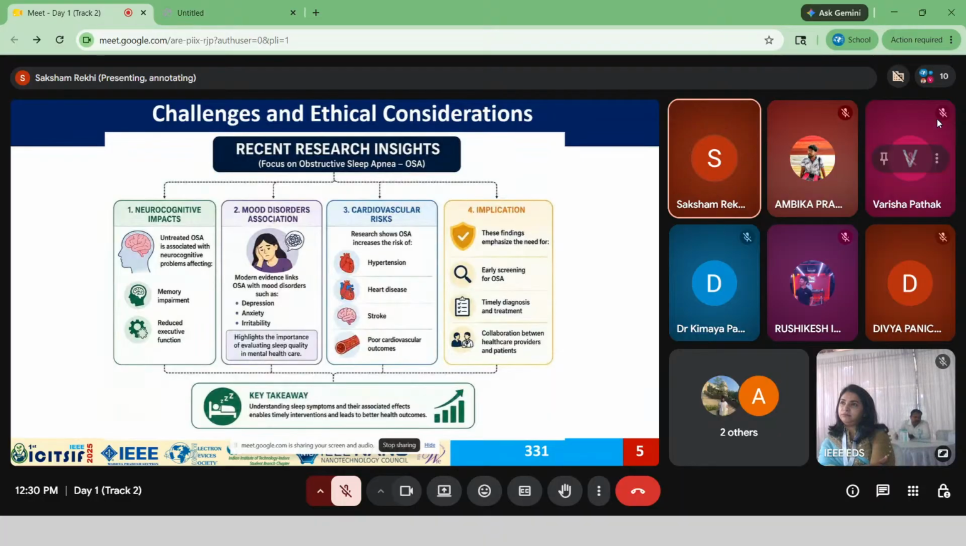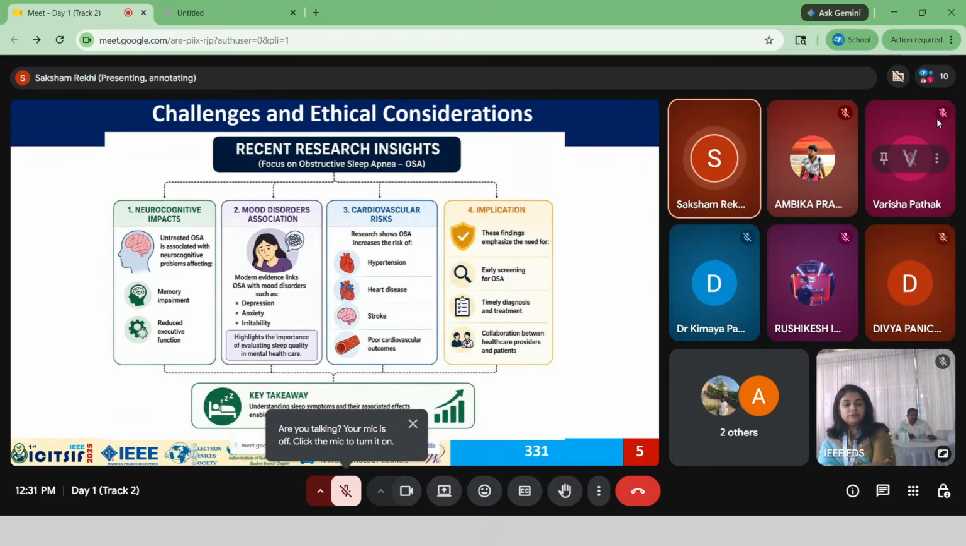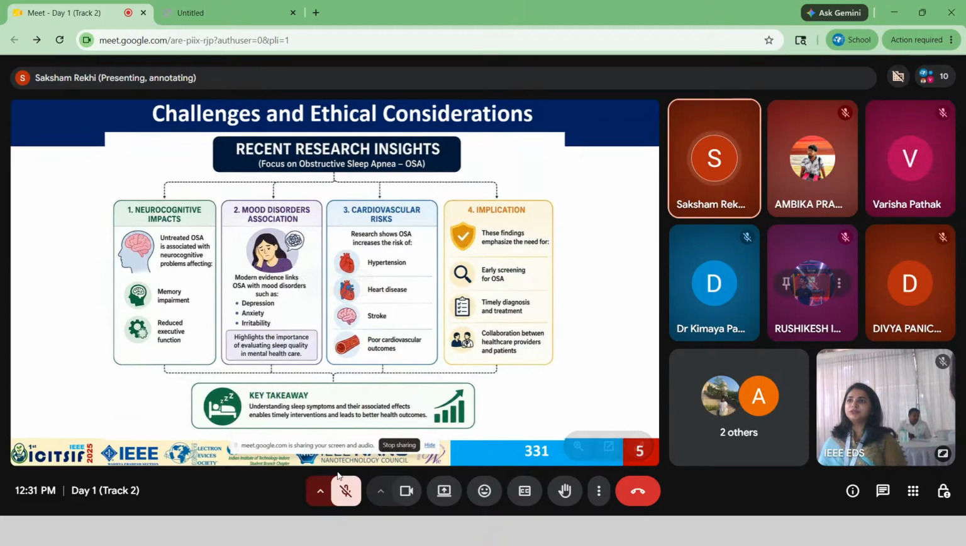Challenges and ethical considerations. Recent research insights include various findings. First, neurocognitive impacts. Untreated obstructive sleep apnea is associated with neurocognitive problems affecting memory and reducing executive function. Mood disorders association: modern evidence links obstructive sleep apnea with mood disorders such as depression, anxiety, and irritability. This highlights the importance of evaluating sleep quality in mental health care.